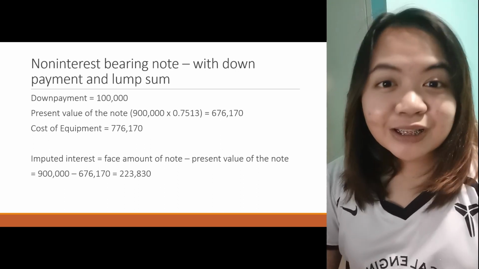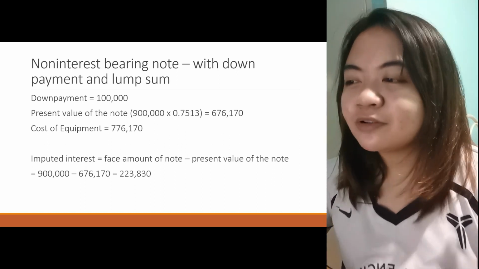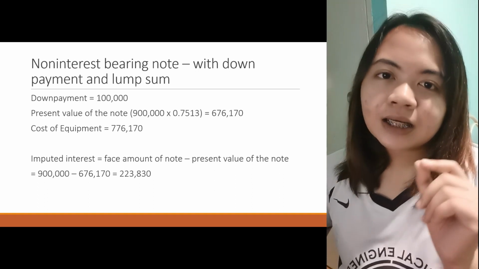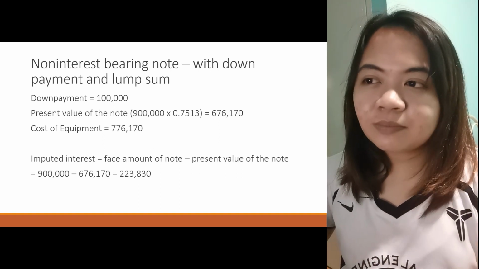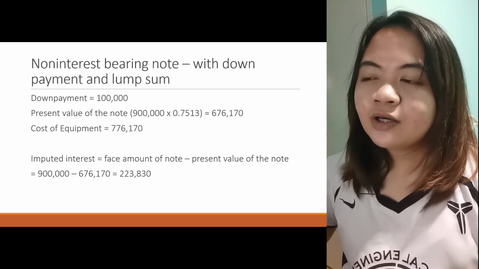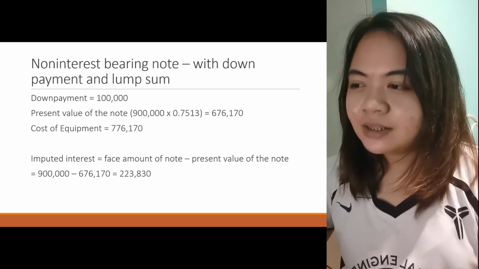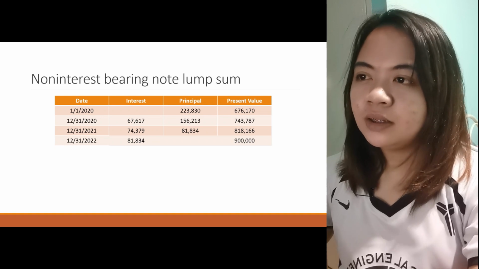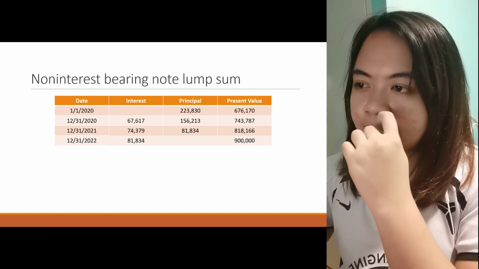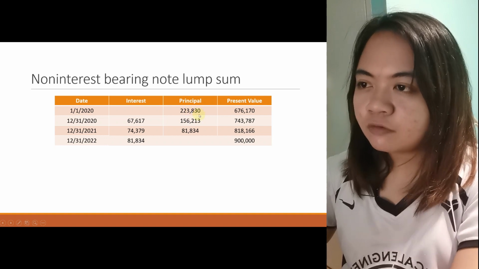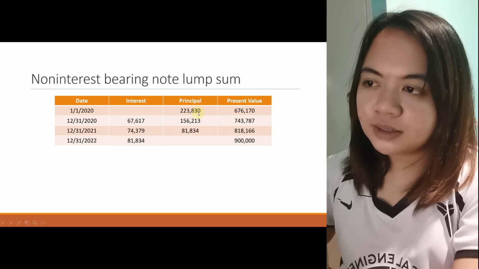How about the interest? You can compute it this way. The face amount of the note is not 1 million, because the debt is only 900,000, since I already paid the 100,000. So, 900,000 less its present value, 676,170, you have an imputed interest of 223,830, even though it is a non-interest bearing note. So, let's do the amortization. We have 676,170. Then the discount, 223,830.